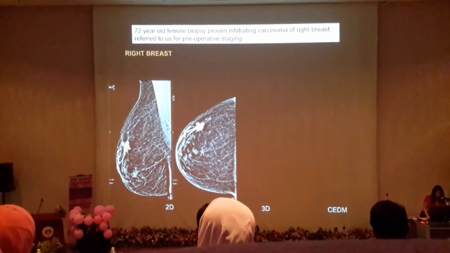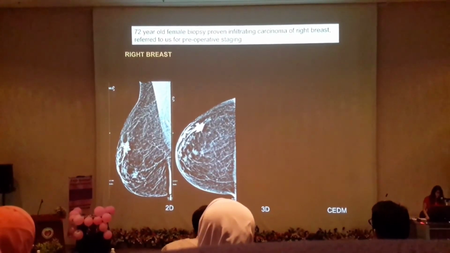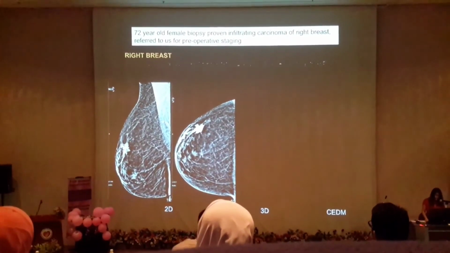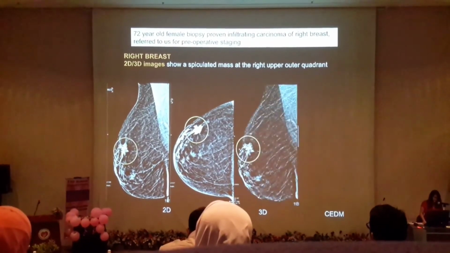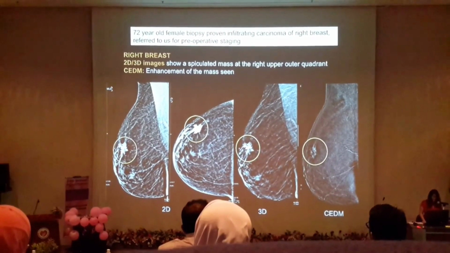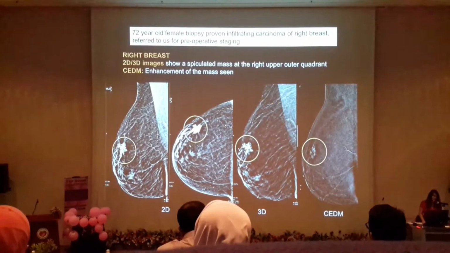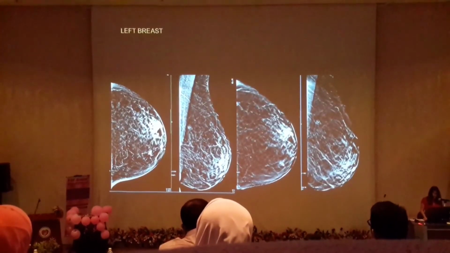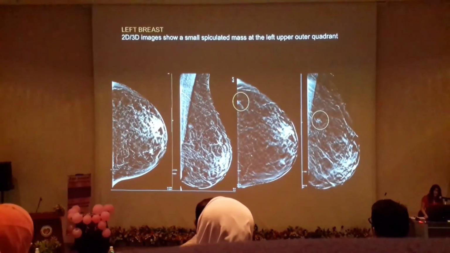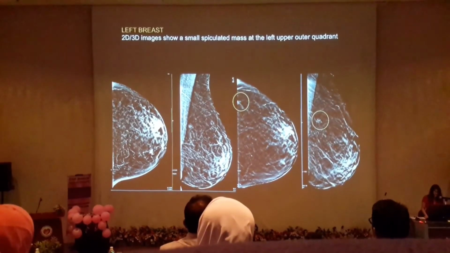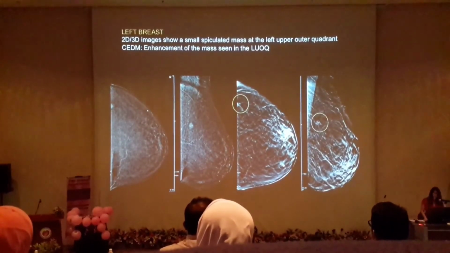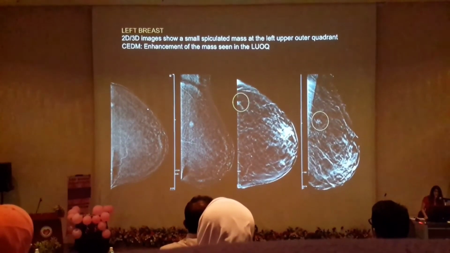So, indicating multifocality again. Another patient, right breast, proven infiltrating carcinoma. We can all see, everyone knows that lesion is there. There was another, and it was showing enhancement in the contrasted study. There was no other lesion in the right breast. However, we saw this area of increased density in the other breast, which we couldn't identify on the ultrasound, and we managed to get enhancement in the contrast-enhanced digital mammography.